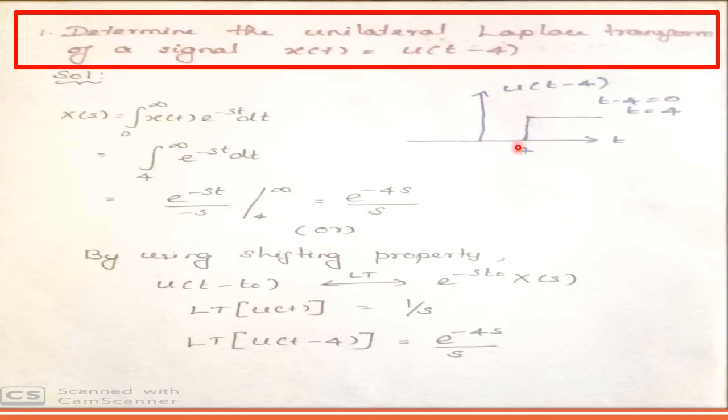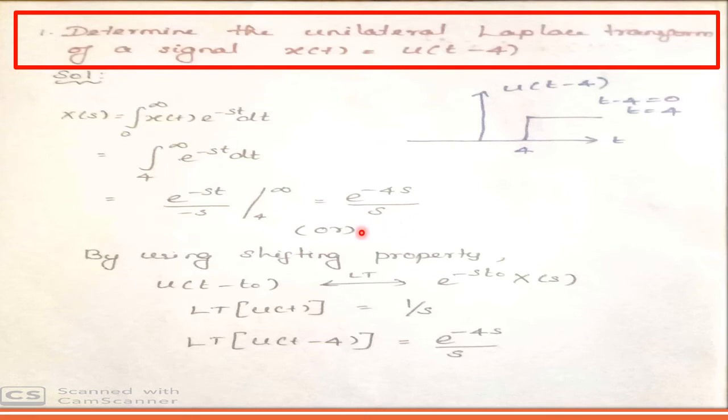u of t minus 4 means first we have to draw the graph for this. u of t means the unit step function. So t minus 4 is equal to 0, so t is equal to 4. So you will get the graph from 4, so the limit changes from 4 to infinity. If we replace u of t minus 4 by 1, we have to change the limit from 4 to infinity. So e power minus st divided by minus s, then we apply the limit 4 to infinity. That is equal to e power minus 4s divided by s.